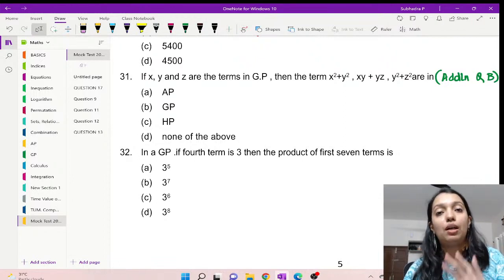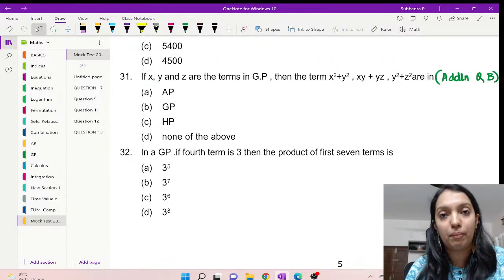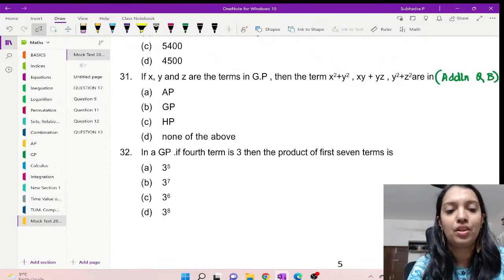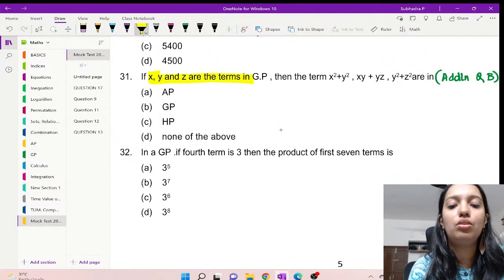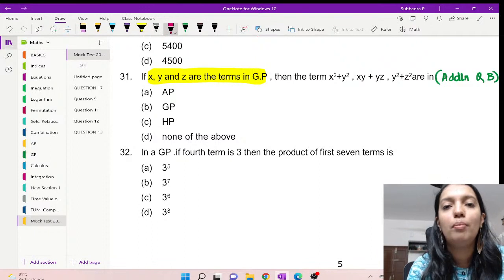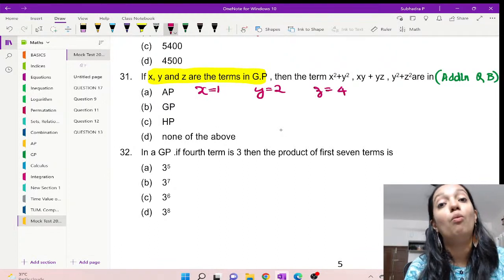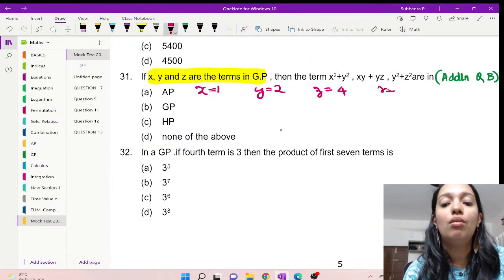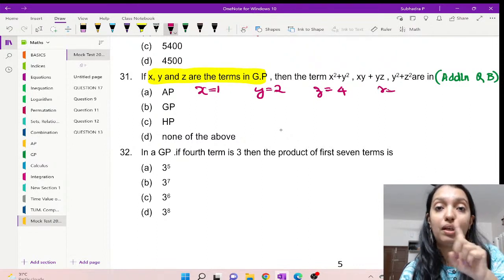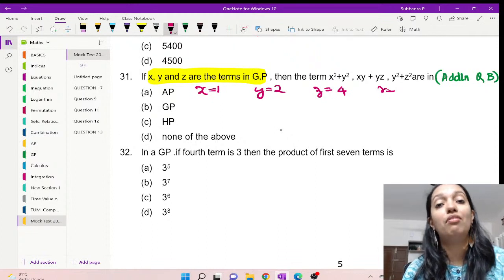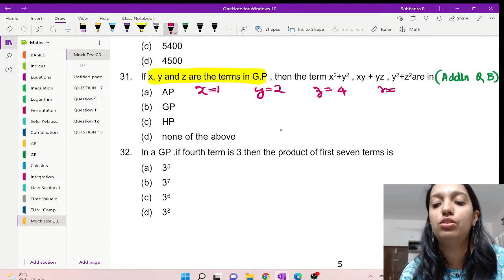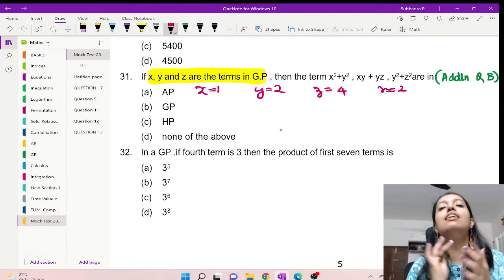How do you solve such type of question when they have not given you numbers? You have to assume. What will you assume? They have given you the clue. x, y, z are in GP. GP means common ratio has to be constant. So for this question, we will assume x to be 1, y to be 2, z to be 4. Why? What is r here? y divided by x, 2 divided by 1 is 2. And z divided by y, 4 divided by 2 is also equal to 2. So this is our assumption.